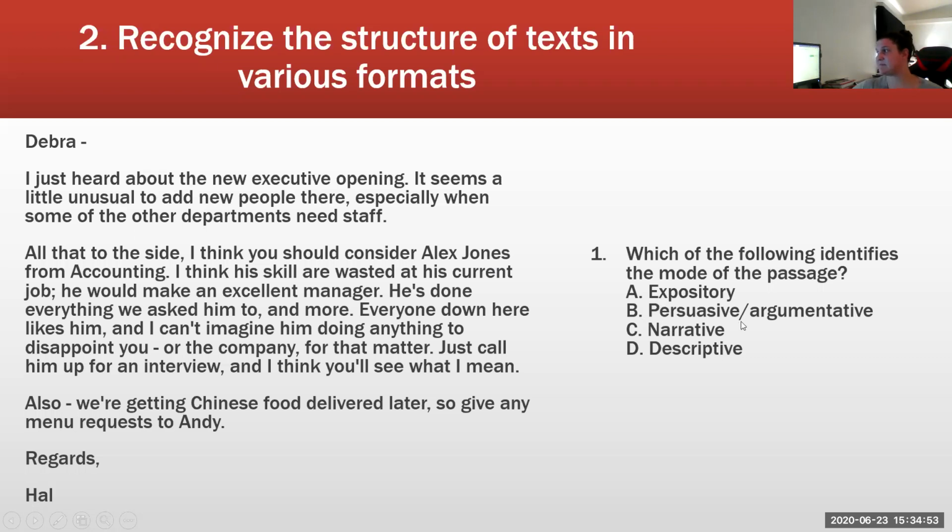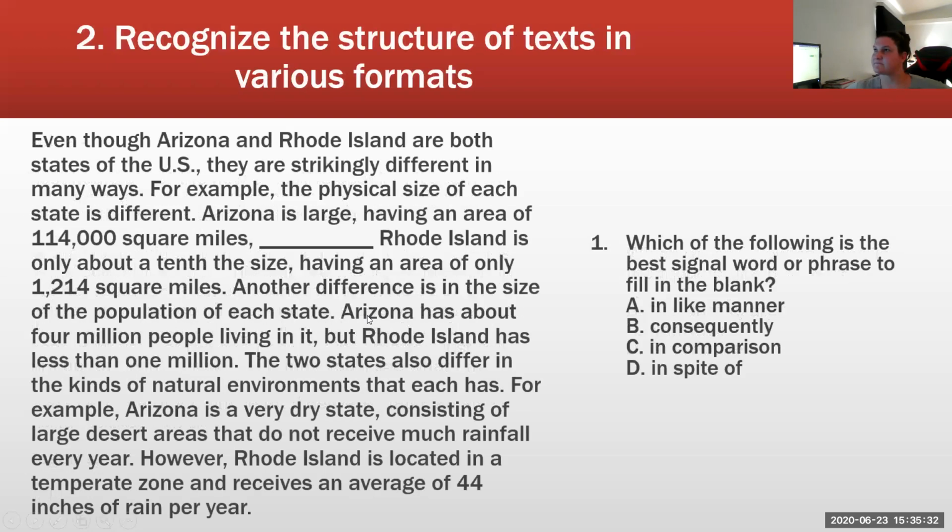The answer is B. It's persuasive and argumentative. Although he's not necessarily arguing, he's trying to persuade her to consider Alex Jones from accounting. People like him, can't imagine him doing anything to disappoint you or the company for that matter. Just call him up for an interview and I think you'll see what I mean. He's trying to persuade her to consider Alex Jones for the executive opening. And he puts a plug in there that we're getting Chinese food, so give menu requests to Andy. It's just a brief little email, but he is trying to persuade her. So the answer is B, persuasive or argumentative, although he's not necessarily arguing.